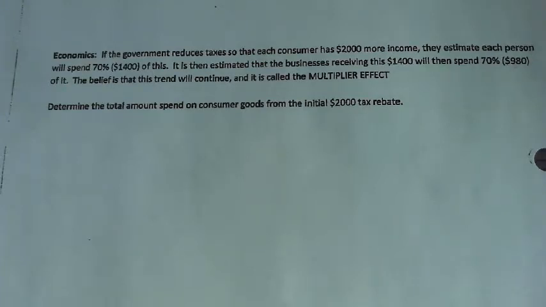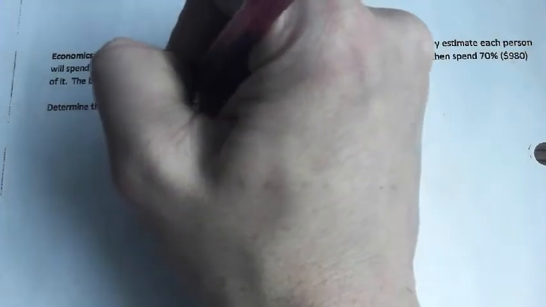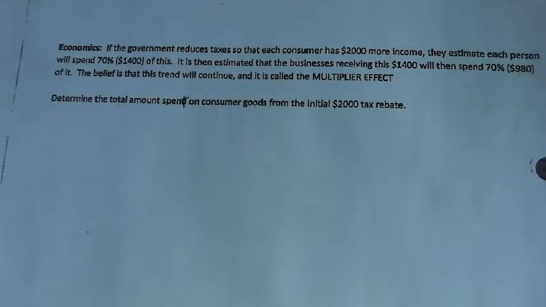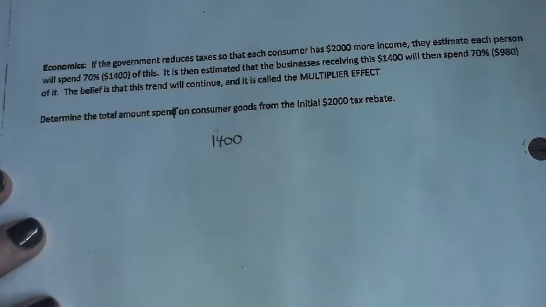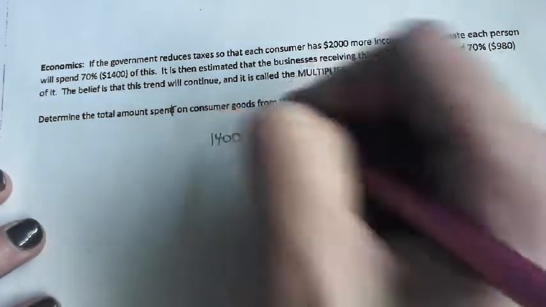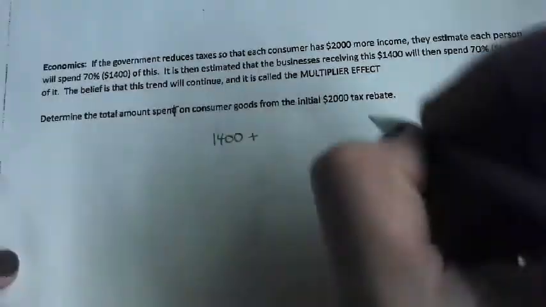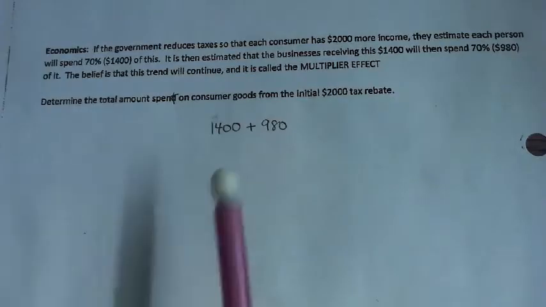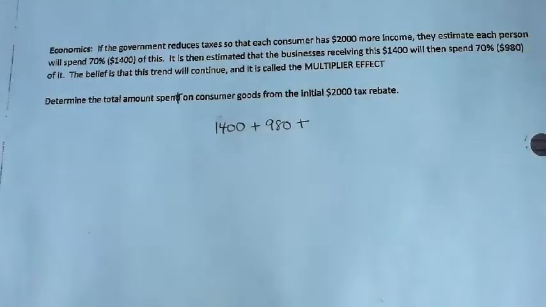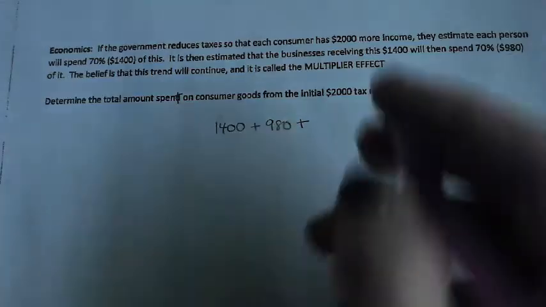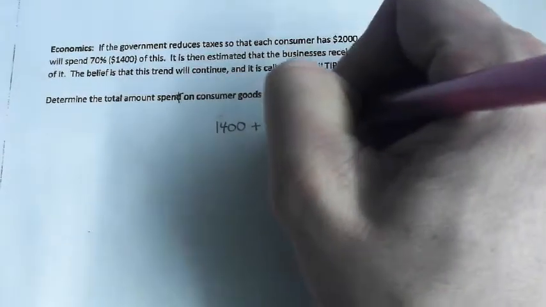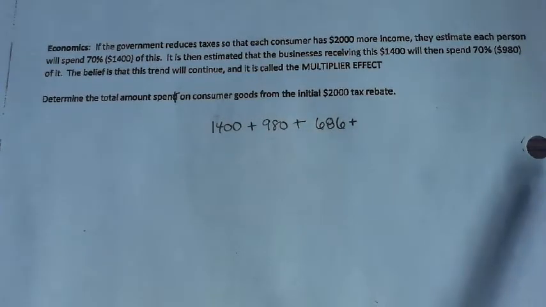So the question is, determine the total amount spent on consumer goods from the initial $2,000 tax rebate. This is essentially an infinite series, because $2,000 was received and $1,400 of it was spent, right? And then when that $1,400 was spent, the person who received it went and spent $980 of it. And then the person who received that $980 went and spent 70% of that, which is $686. And then someone received that. Do you see what's going on here?